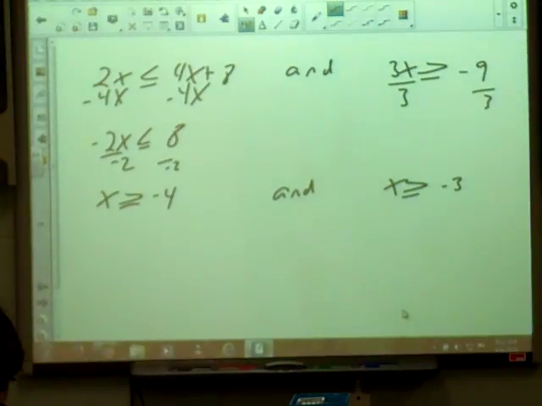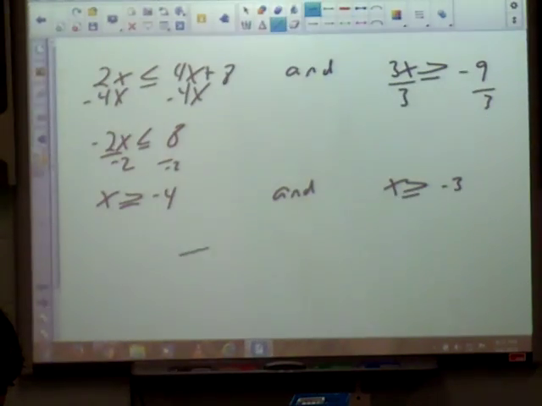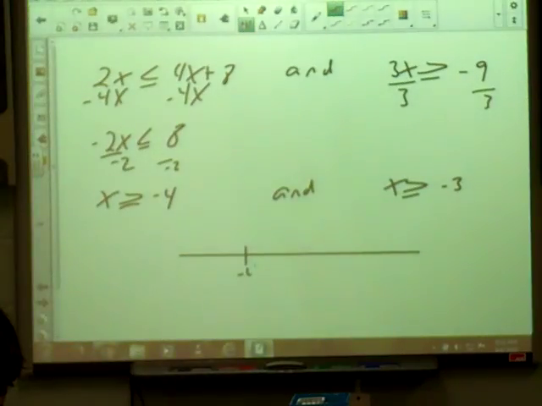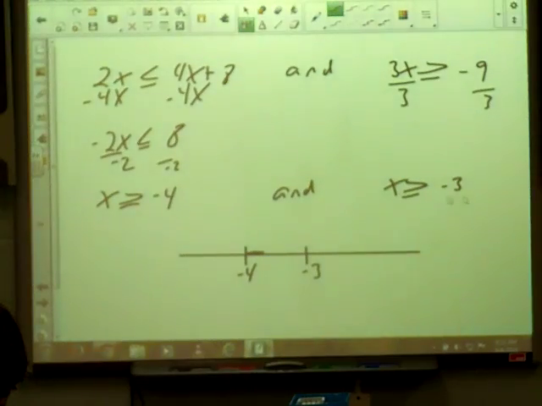Okay. Some of you, remember I told you this was a fishy one. Some of you see why now. But let's go ahead and look at the number line for the rest of us that don't see it. Negative 4 is smaller than negative 3. Okay, it says on this that x is greater than negative 4, which would be going like that, right? And x is greater than negative 3, which would be going like that.